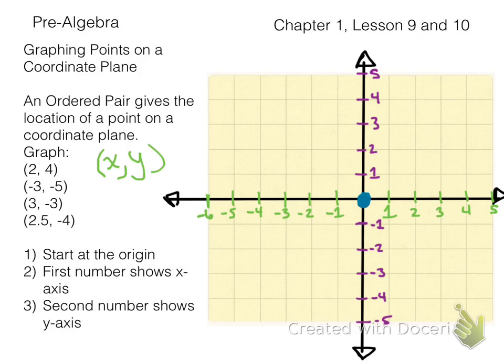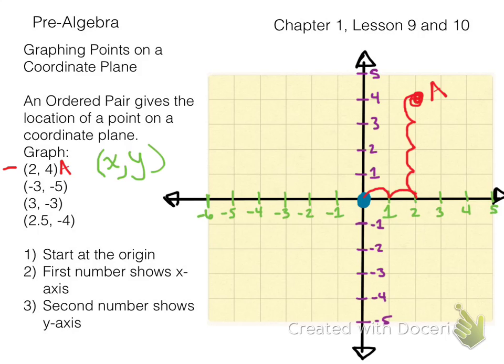Okay, so the first number is the x-coordinate, and the y is always the second number, which is the y-coordinate. So if I'm going to graph this one right here, 2, 4, it means I'm going to start at the origin, and I'm going to count over 2 because 2 is positive, so I'm going to the right, and then I'm going to go up 4 because the y is positive. So this is that one. Normally ordered pairs have a letter associated with them, so I'm going to make this the letter A. So this is point A right there.